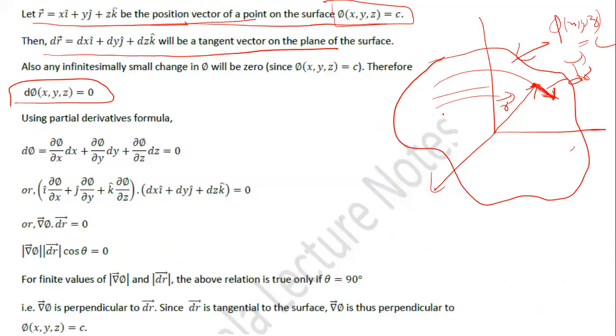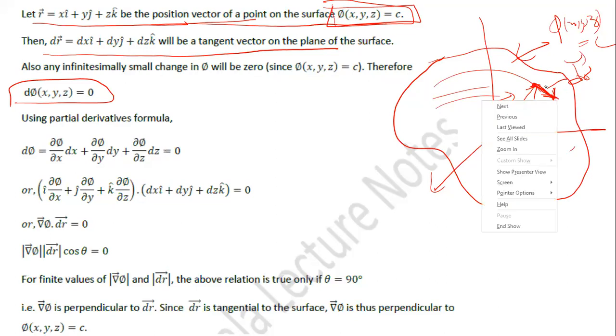Similar to that, you take any arbitrary surface. It could be a curved surface, it could be a cylindrical surface, or it could be planar surface. We are just considering any general surface which is defined by this equation phi x, y, z equal to c. And we are considering that r to be the position vector of any point on the surface. And here, like I explained before, dr will be, when you move from one point on the surface to another point on the surface, the change in the position vector, which is represented like this.